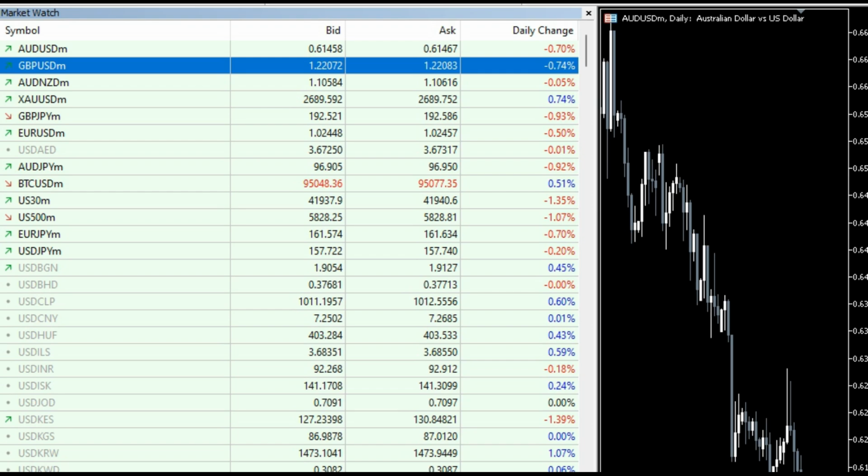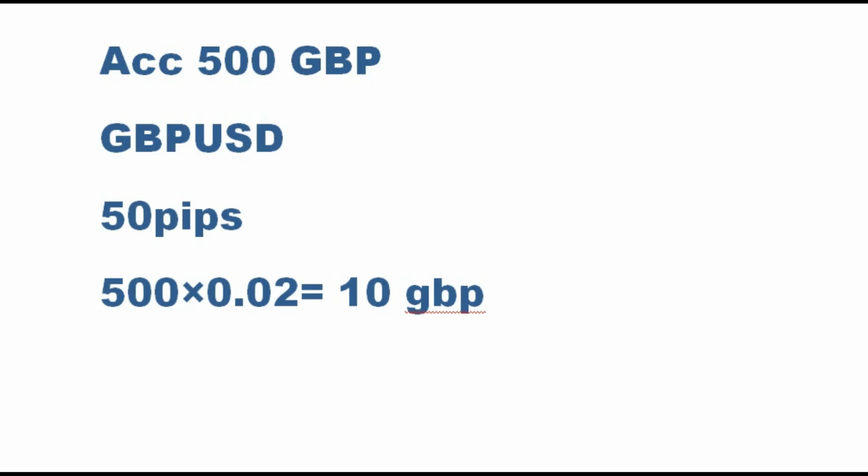If you look at the MetaTrader 5 here, on the currency pair, which is pound USD, at the ask price, the exchange rate is 1.22083. This is the exchange rate of pound USD. Since the pound is greater than the dollar, therefore we multiply.